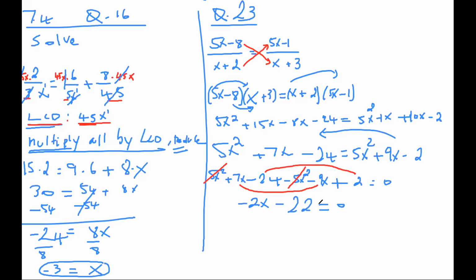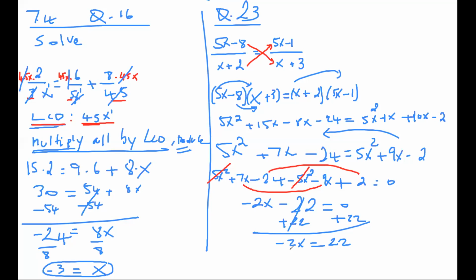So you now keep solving. What happens next? Oh, 22 goes on the right. That's right, can I add 22? Add 22. That cancels, so negative 2x equals 22. What do we do after that? Divide. That's right, going to divide by negative 2. Finally, x is 22 divided by negative 2, which will be negative 11.